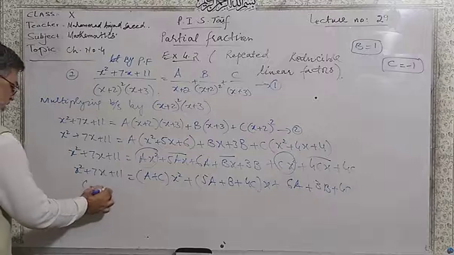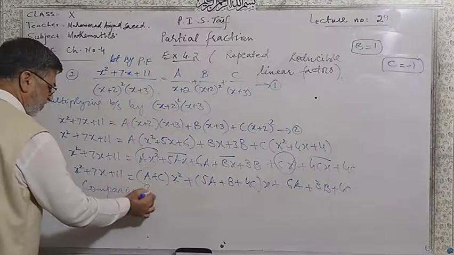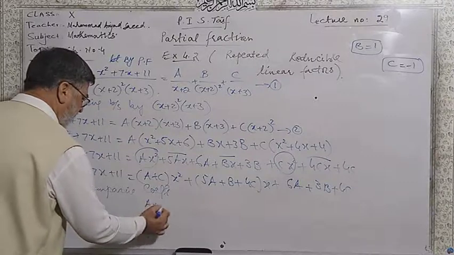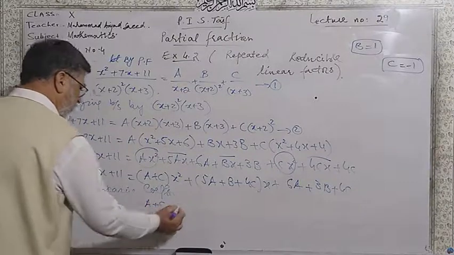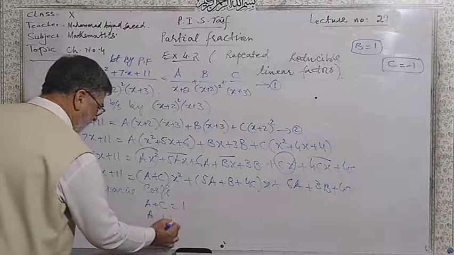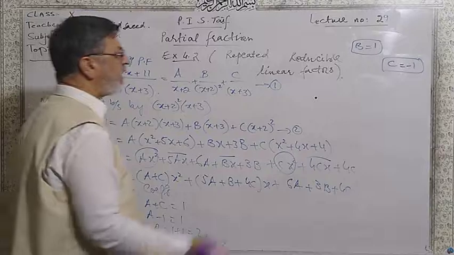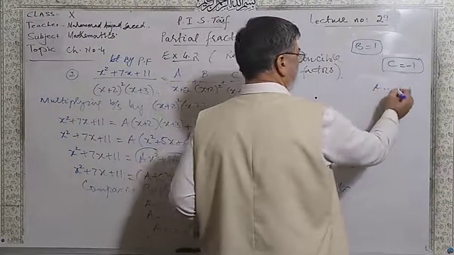Comparing coefficients. A plus c is equal to 1 and a minus 1 is equal to 1, so a is equal to 1 plus 1 is 2. So we got a is equal to 2.